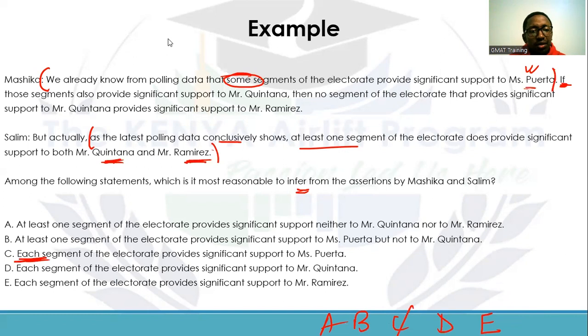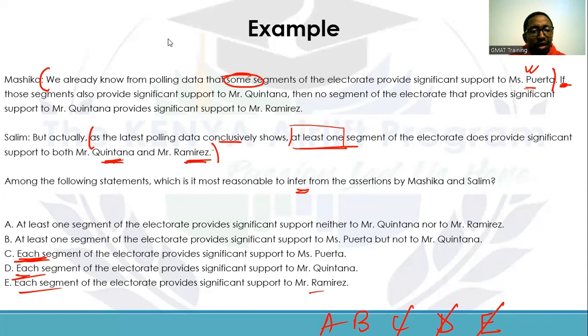D, each segment of the electorate provides significant support to Mr. Quintana. We just know that it's at least one. So it may be one or two or three or all, but we do not know for sure. The only thing that we're sure of is at least one segment provides significant support for Mr. Quintana. So D is out. E, each segment provides significant support for Mr. Ramirez. Again, we only know at least one. So E is out. So we are left with A and B.